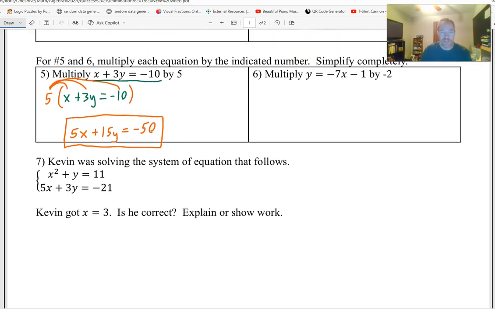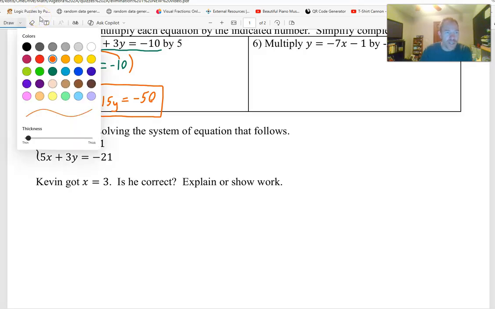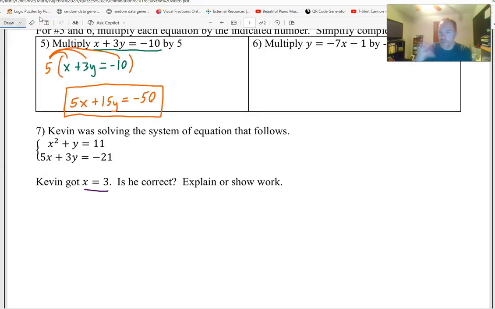checking. Kevin was solving the system of equations that follows. We got those equations, and Kevin got x equals 3. Is he correct? This is not a system that I expect you're going to solve in our class because of the x squared term. But if we're just checking, if Kevin got x equals 3, if you remember the process from solving systems, you solve for the first variable, and then you use that value to solve for the second variable.